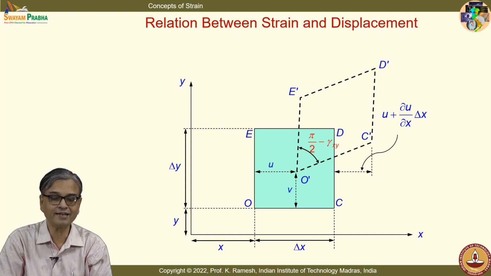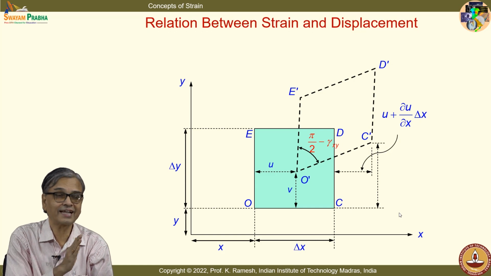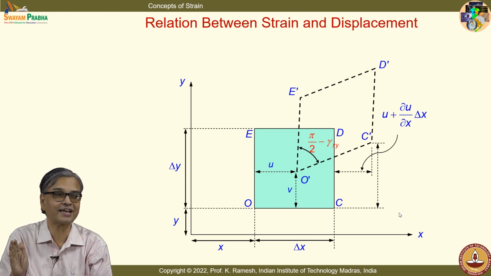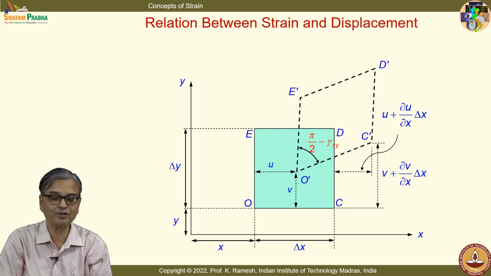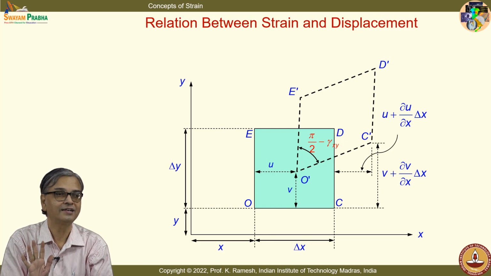Similarly, we should write this for the other points D, D prime, E prime and so on. Even for C prime, there is also a shift in the vertical direction. How do I write this distance? This distance we have written as v, and this further distance is again due to the change in the x direction. So, you write this as v plus dou v by dou x delta x. Do you get the idea of how to apply this Taylor approximation systematically?